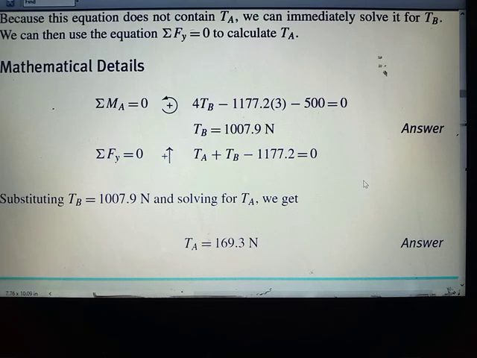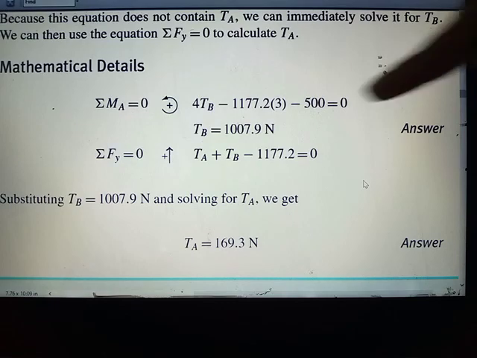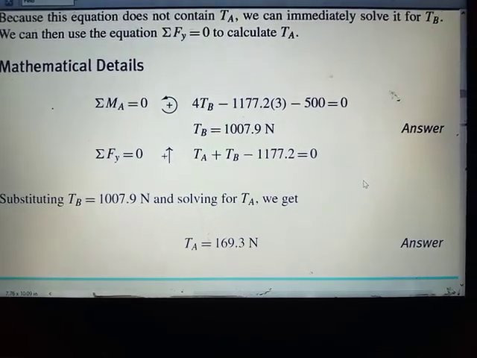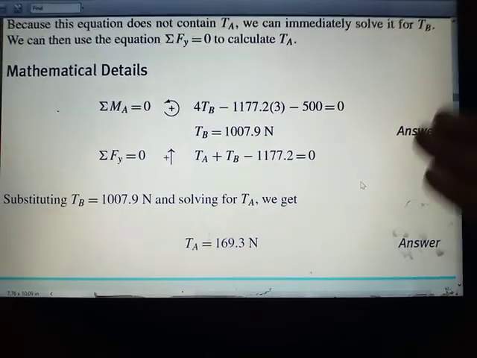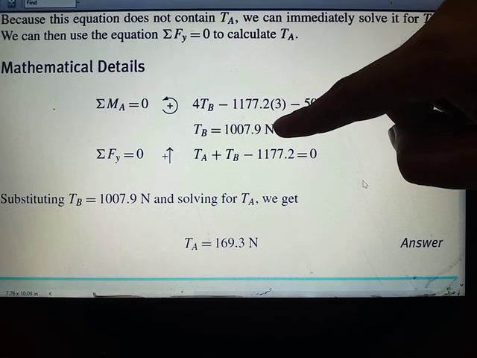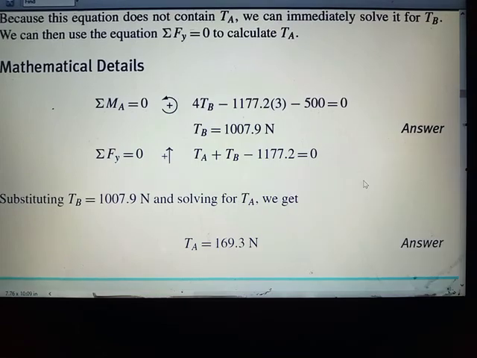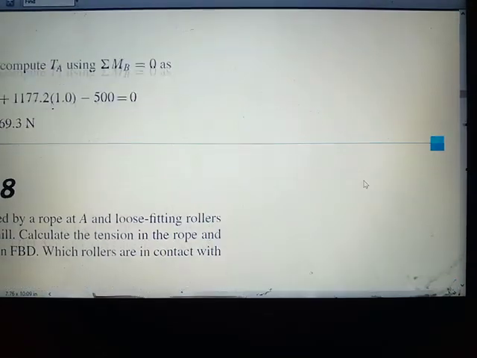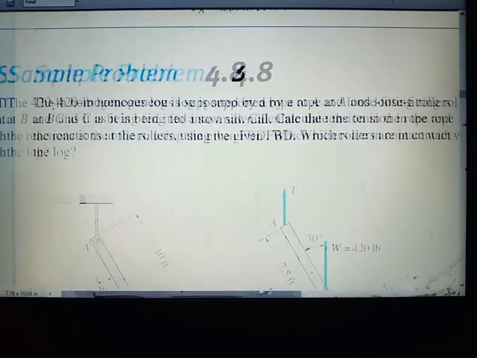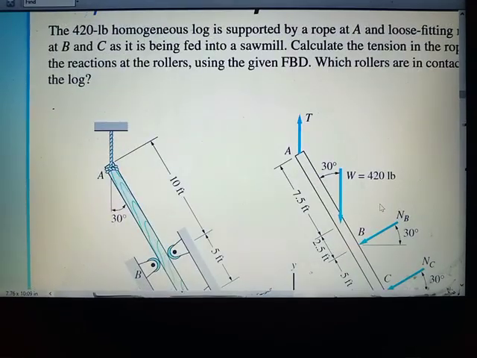It doesn't matter. Yung equation mo is hindi eksaktong ganito, but your answer should be the same. Okay? So iba yung magiging solution mo, pero yung answer mo dapat isa rin. Dapat makuha mo to, 1,007.9 Newton at 169.3 Newton. Okay? So anyway, let's proceed. Maybe ito na yung last nating example. Then, basahin nyo na lang yung iba.